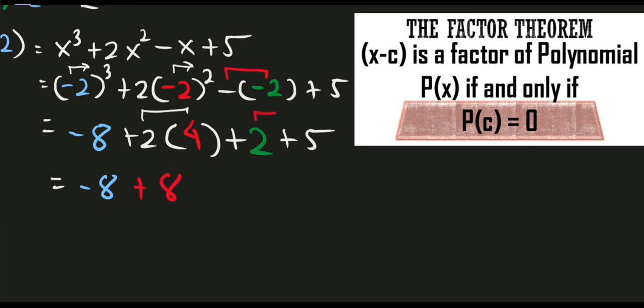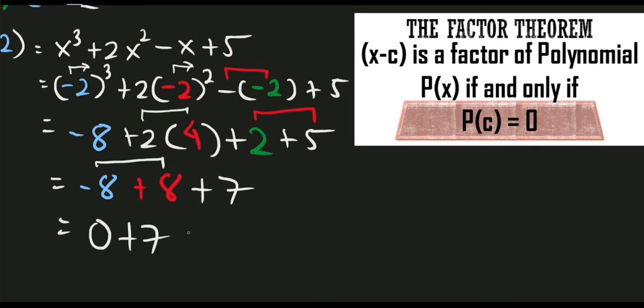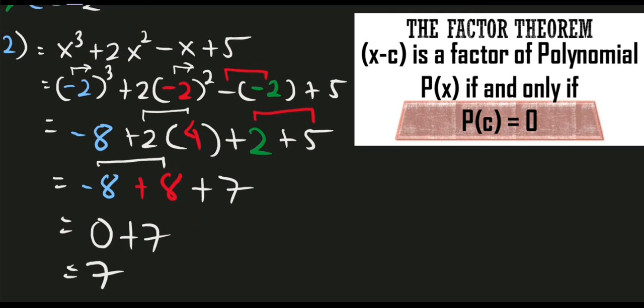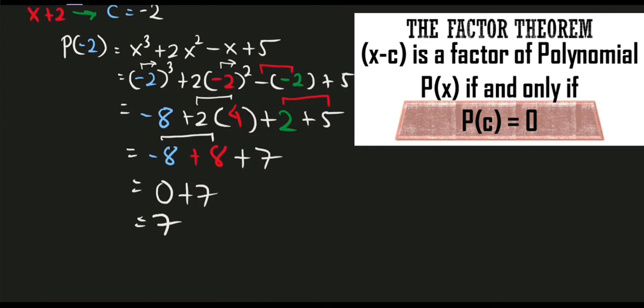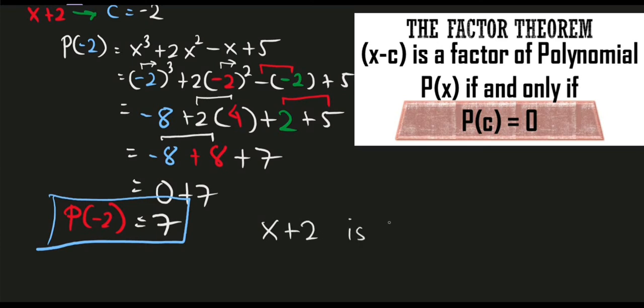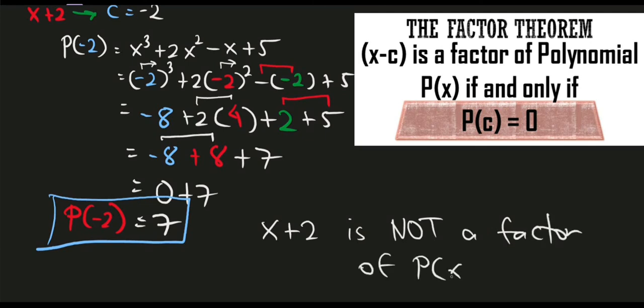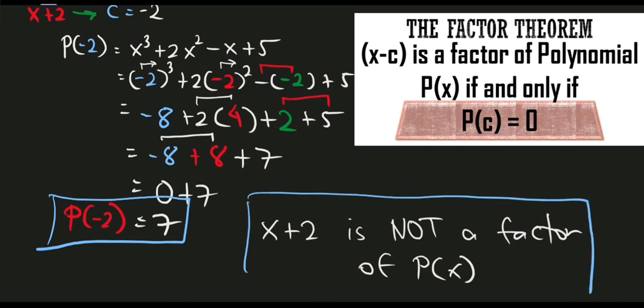And then, let's simplify this. 2 plus 5, that is 7. So, plus 7. So, simplify natin. Negative 8 plus 8, that is equals to 0. And copy the remaining plus 7. So, 0 plus 7 is obviously equals to 7. Right? So, the value of our expression, after evaluation, therefore, p sub negative 2 is equal to 7. Okay, ito yung magiging pinakabasehan natin. Since p sub negative 2 is not equal to 0, that means our final answer here is x plus 2 is not a factor. Okay, not a factor of the given p of x. So that is our final answer for this given problem.